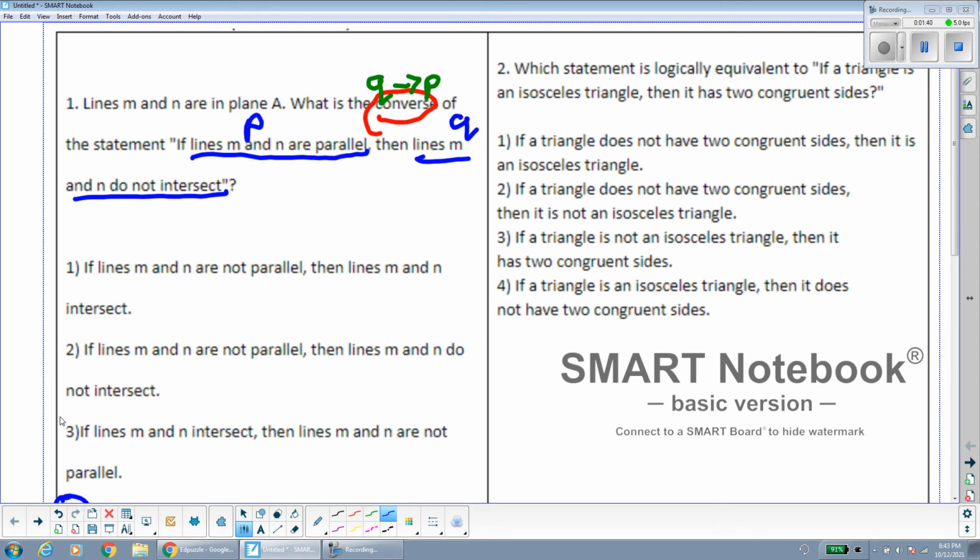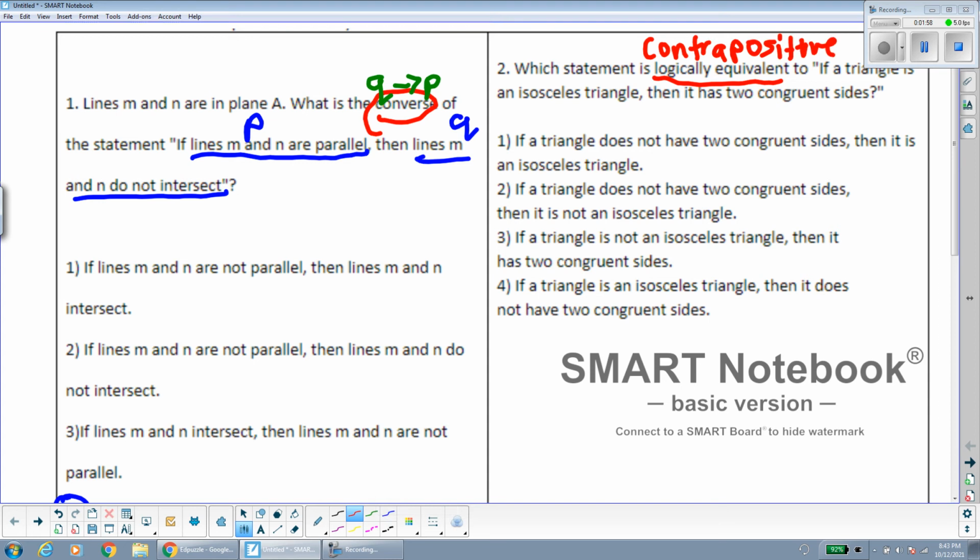Okay. Number 2 says which statement is logically equivalent. And I'm going to stop right there and underline the word logically equivalent. Remember that logically equivalent refers to the contrapositive. Let me write that down, contrapositive. There we go. And the statement that they give us is if a triangle is an isosceles triangle, then it has two congruent sides. So remember that the contrapositive is if not Q, then not P.